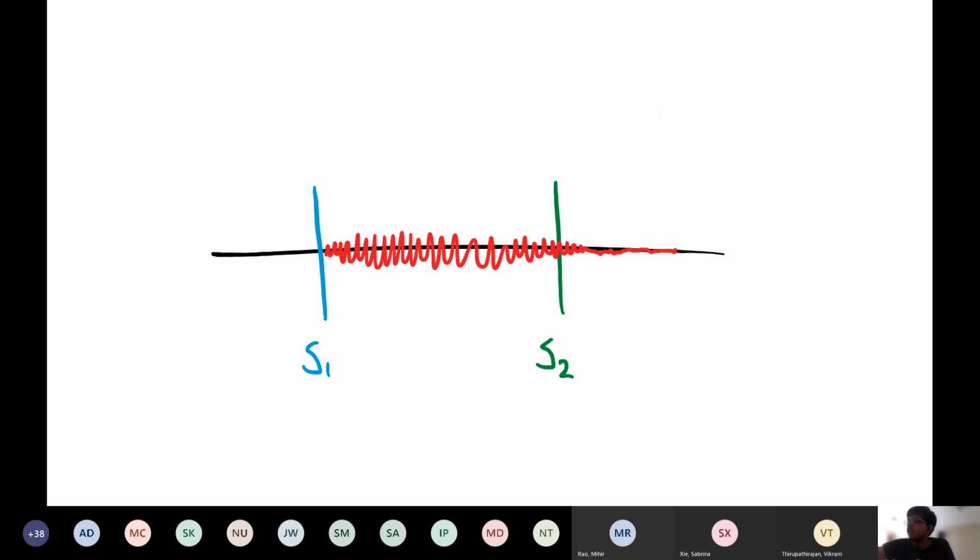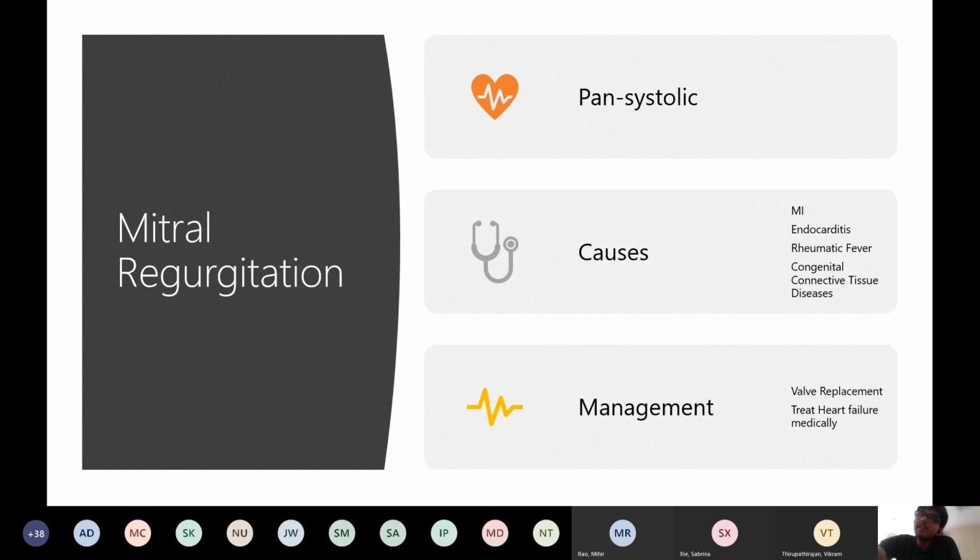Fine. Next, murmur. So what type of murmur is this? Yeah, this is pansystolic. And the most important cause of a pansystolic murmur that you need to know is mitral regurgitation. Absolutely. So causes of mitral regurgitation? Don't say rheumatic fever. We know that that's the answer to everything.